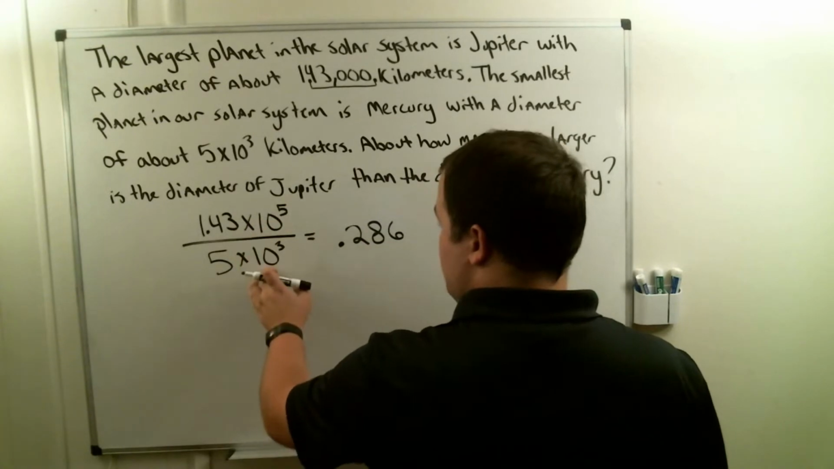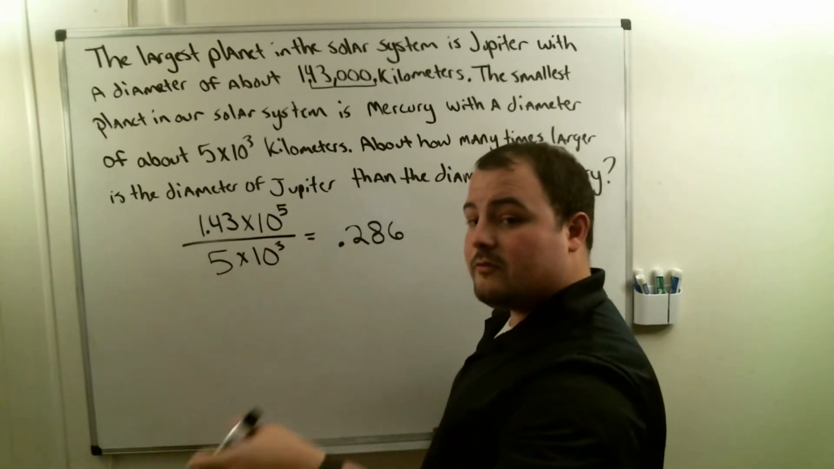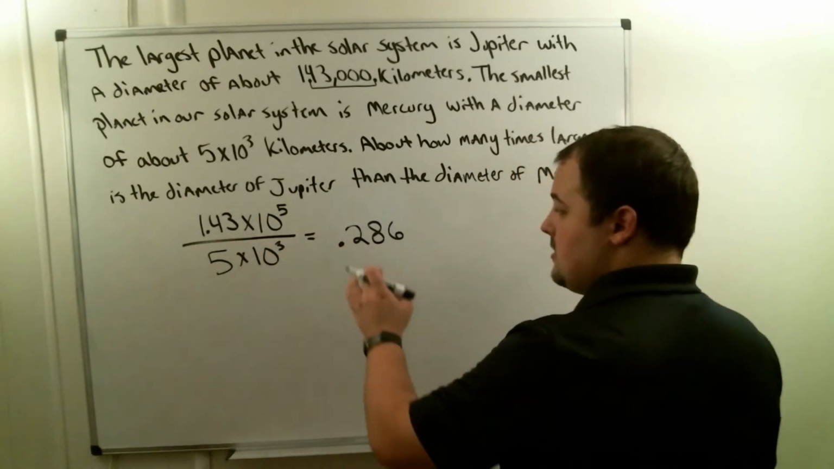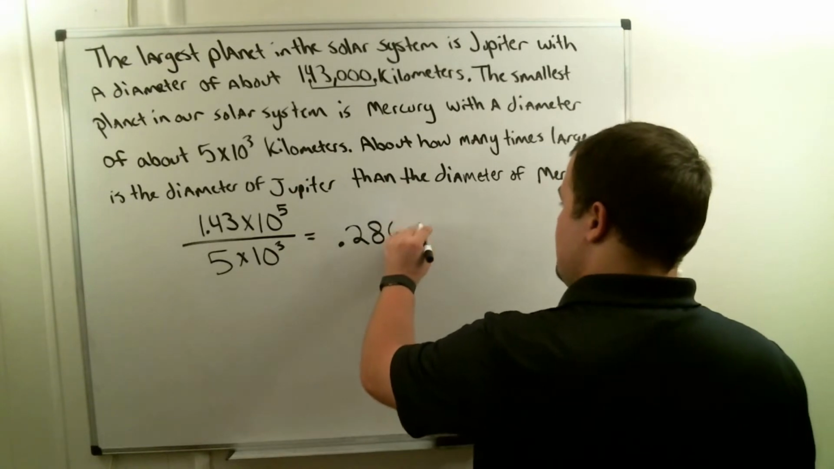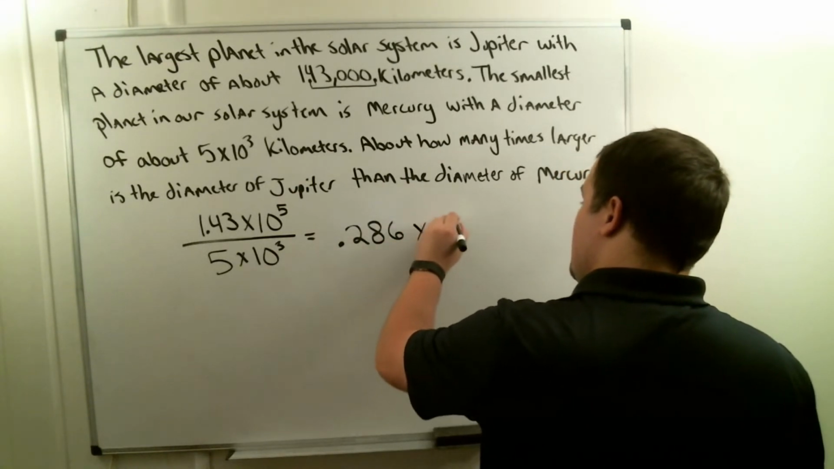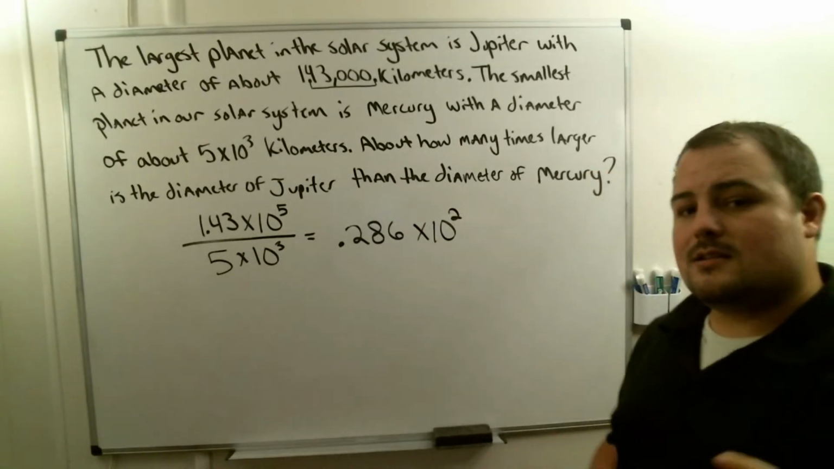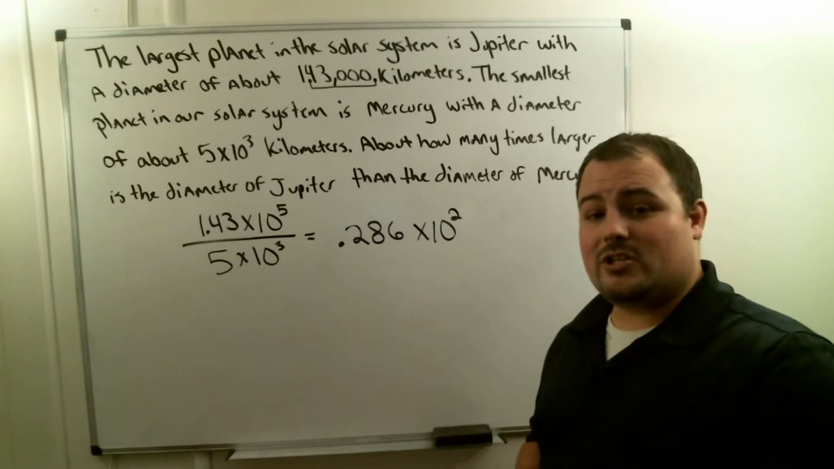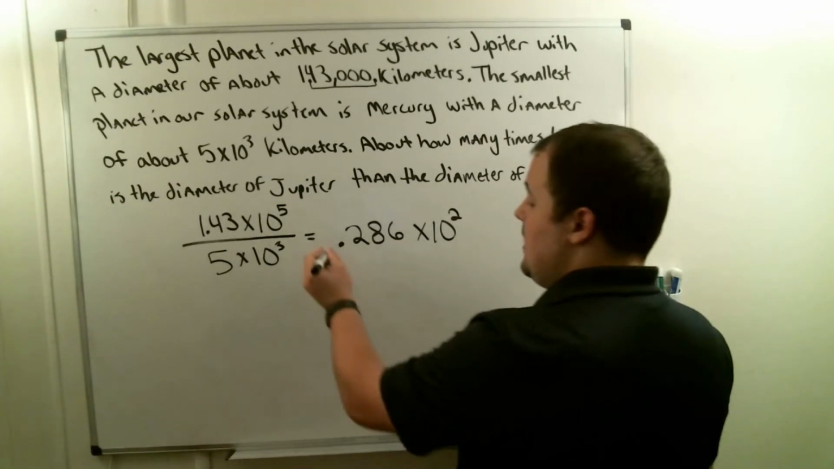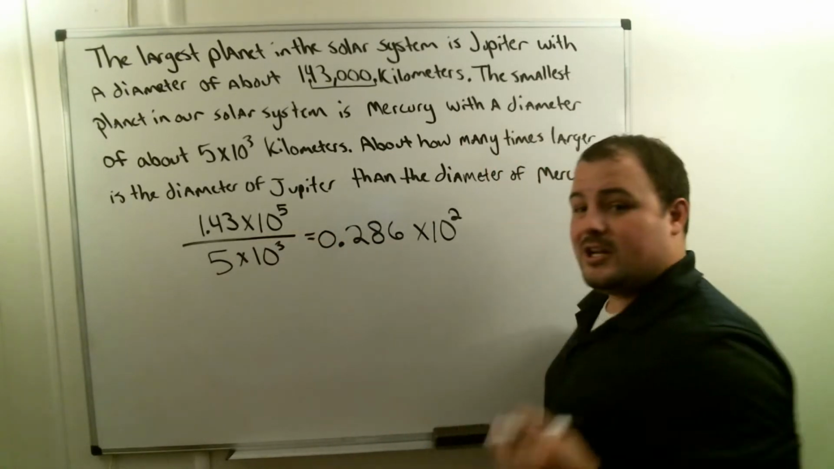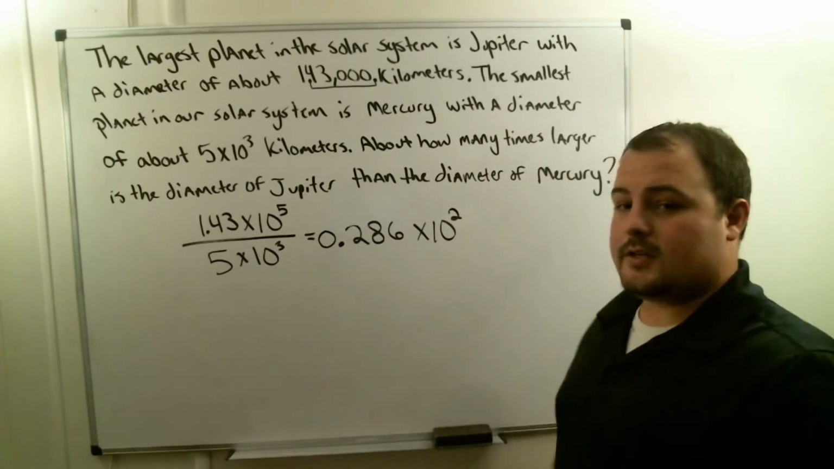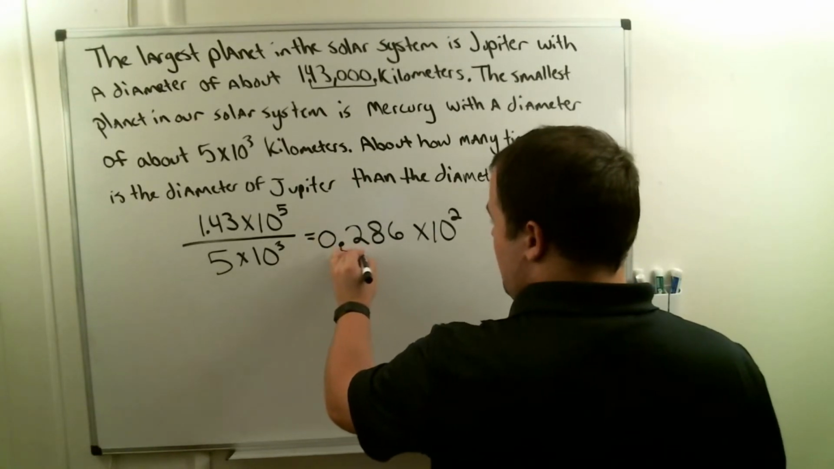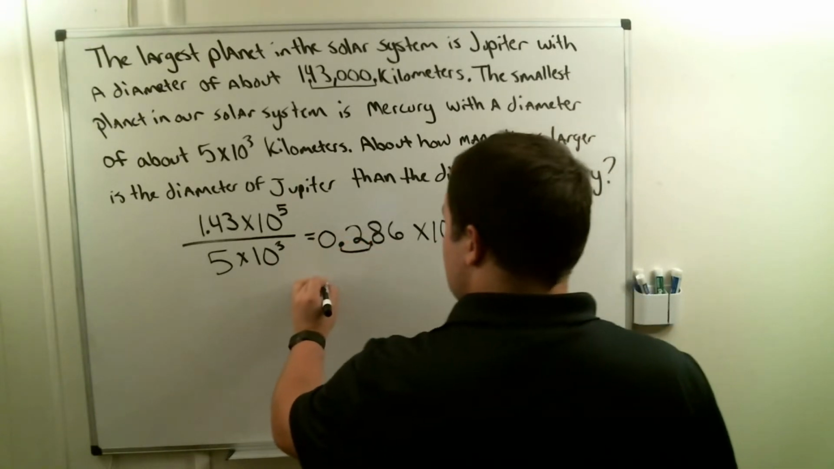We have 10 to the 5th power divided by 10 to the 3rd power. We've already talked about the rules. Remember that if the bases are the same and we're dividing, we subtract the exponents. 5 minus 3, that's 2. So this would be 0.286 times 10 to the 2nd power. But again, this is not scientific notation because it's not a number between 1 and 10. If I have nothing in front of the decimal, then I have a 0. Well, 0.286, again, not between 1 and 10. So we're going to move the decimal to the right by 1 space.